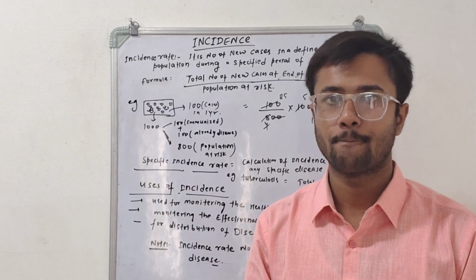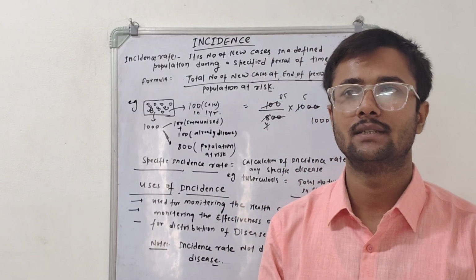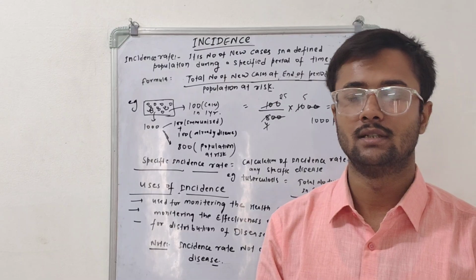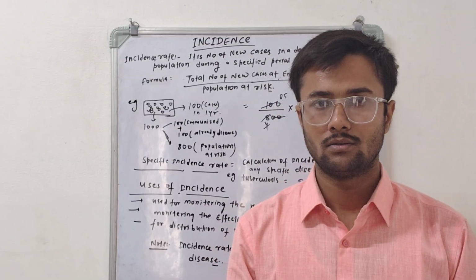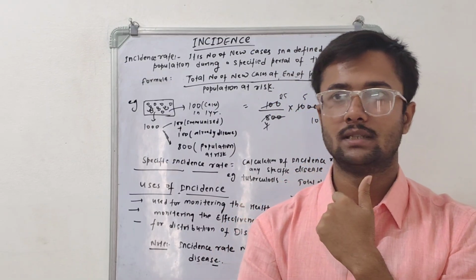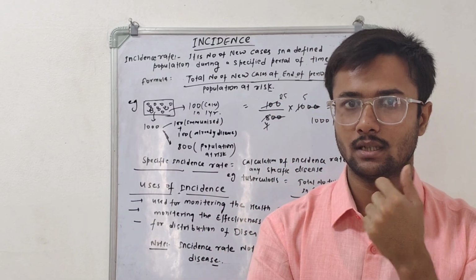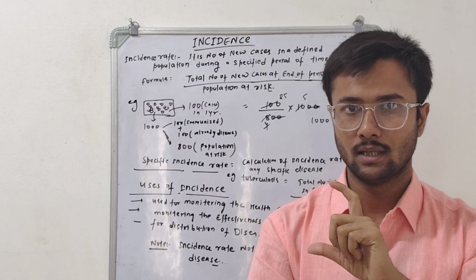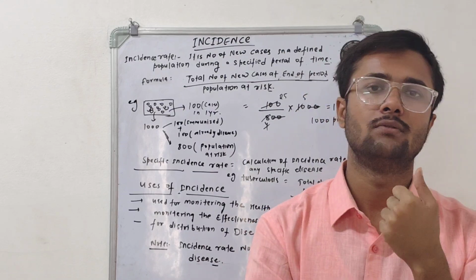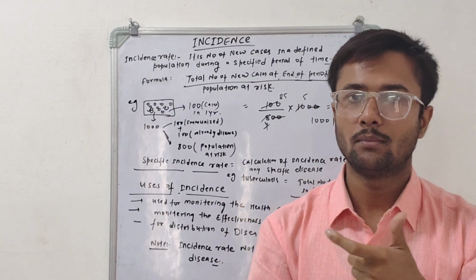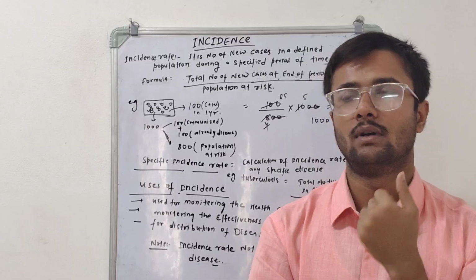Today's session we are going to discuss a very important topic of community medicine, that is incidence rate. First we try to understand what this incidence rate is. According to the definition, it is the total number of new cases in a specified population during a specific duration of time. So in a specific duration of time, the total number of new cases that comes out is called the incidence rate. So, what is the meaning of this?